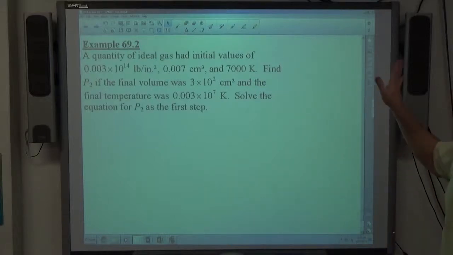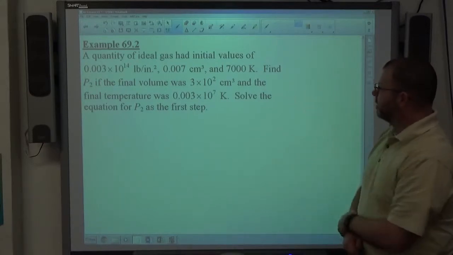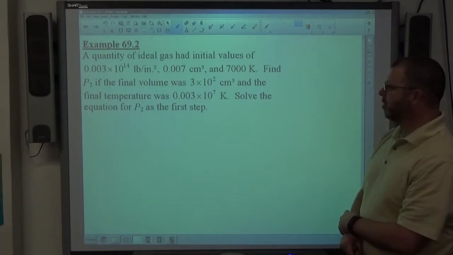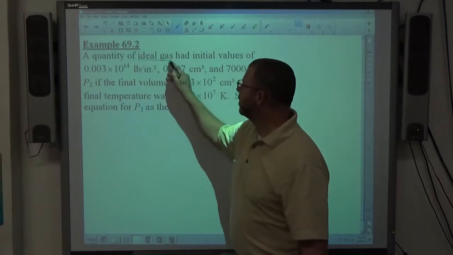Okay, example 2, same deal. All right. A quantity of ideal gas had initial values of all that. Find P sub 2 if the final volume was that, the final temperature was that. Solve the equation for P2 as the first step. So again, it's ideal gas.